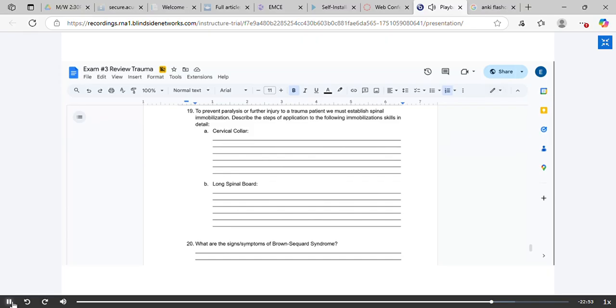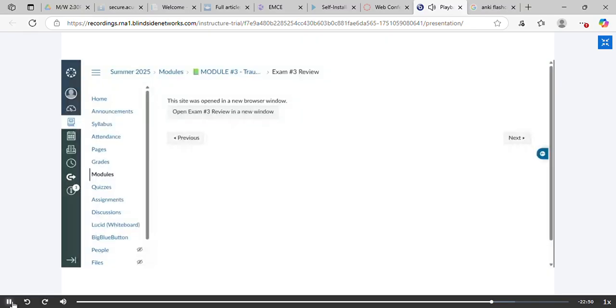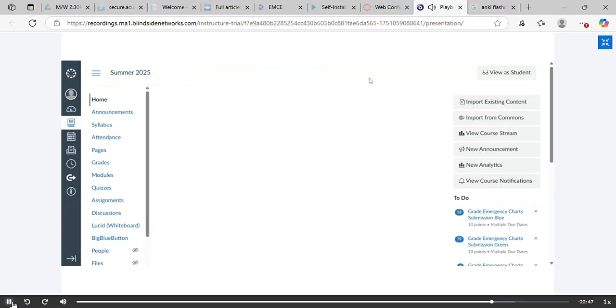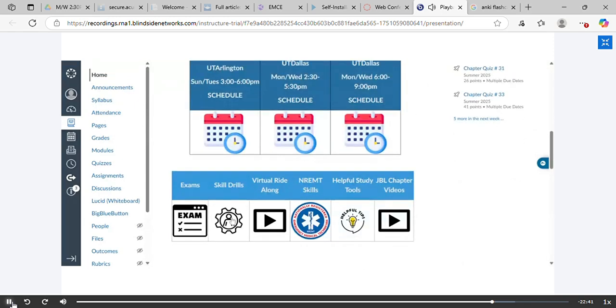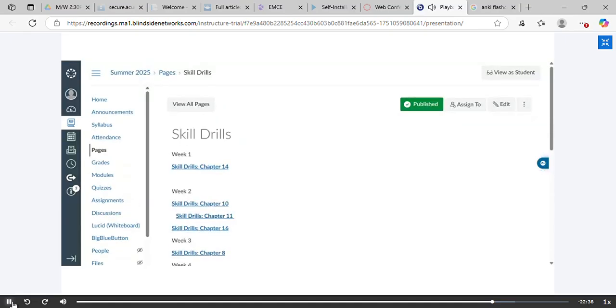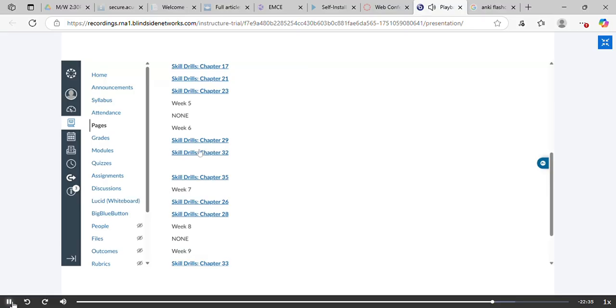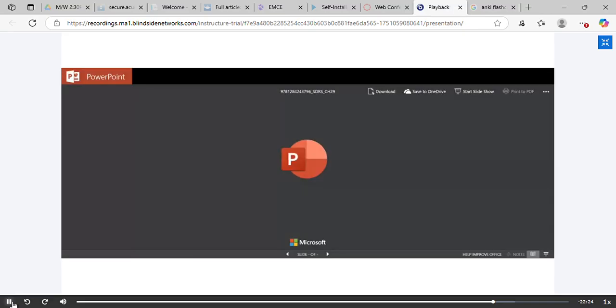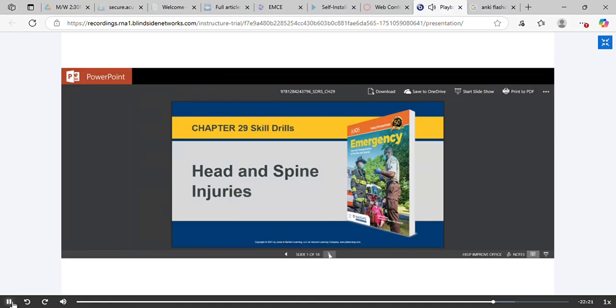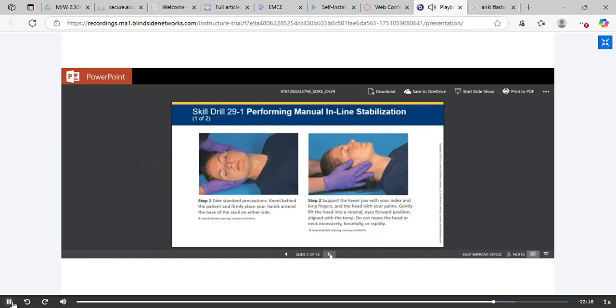Okay, so if we were to go to our Canvas, go to home, shift on down here to the bottom where we have our skill drills, looking for chapter 29, which is right here. It should link you to your book. And this is where you're going to see all your skill drills of your step-by-step of C-collar and backboard and all that. Manual C-spine is always important.